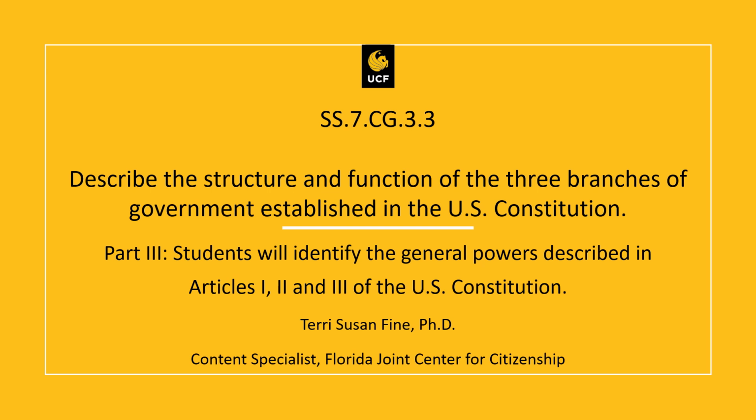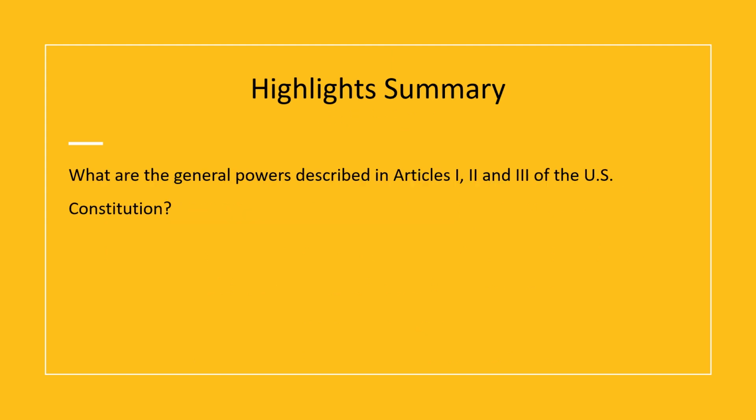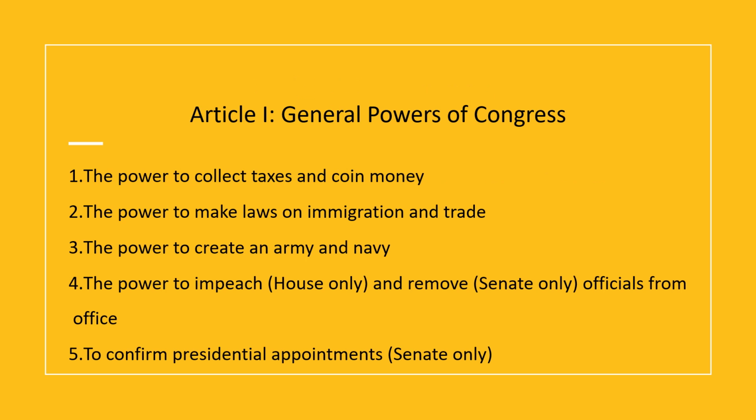Today we look at benchmark CG.3.3, describe the structure and function of the three branches of government established in the U.S. Constitution. In Part 3, students will identify the general powers described in Articles 1, 2, and 3 of the U.S. Constitution. We ask the question, what are the general powers described in Articles 1, 2, and 3 of the U.S. Constitution? We will now focus our attention on Article 1 of the U.S. Constitution, which focuses on the general powers of Congress.